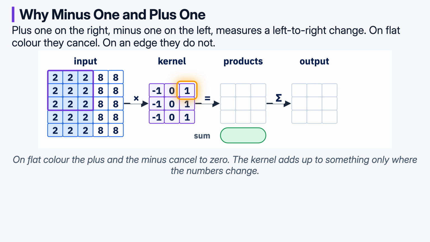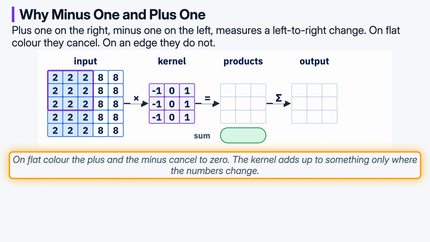The +1 on the right adds up whatever sits on the right side of the window. The -1 on the left takes away whatever sits on the left. Together, they measure the change from left to right. On flat color, the plus and the minus are equal, so they cancel to 0. The kernel adds up to something only where the numbers change.